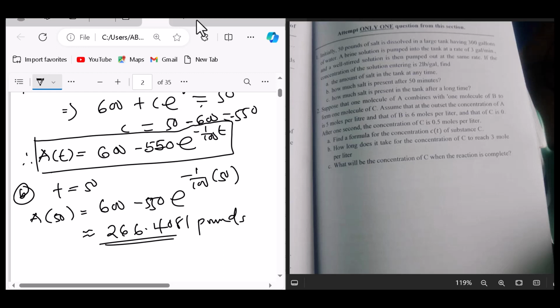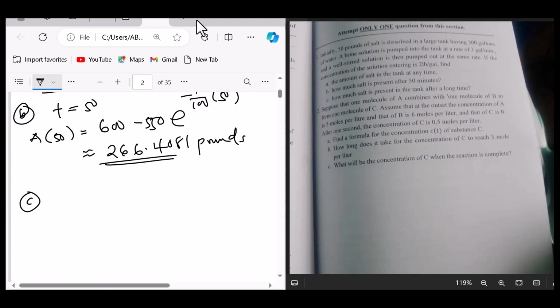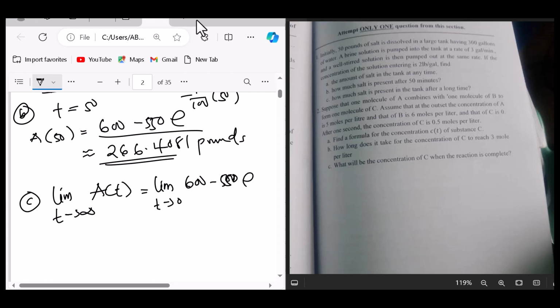How much salt is present in the tank after a long time? That's the c. That simply means we take the limit as t goes to infinity. It means as the time goes higher and higher, or we go for a long time, what will be the amount of substance. So we take the limit as t goes to infinity of a of t, but we know that a of t is 600 minus 550 e power negative 1 over 100 t.